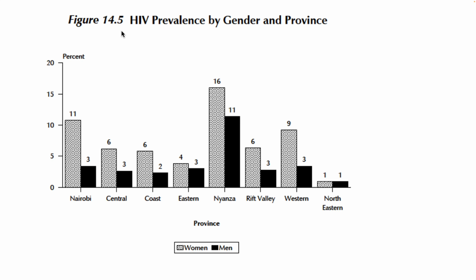Through that test, they were able to generate representative estimates of the prevalence of HIV among adults by province and by sex. And you can see how the HIV prevalence varied by province and sex, ranging from 1% in northeastern province to 11 to 16% in the Nyanza province.